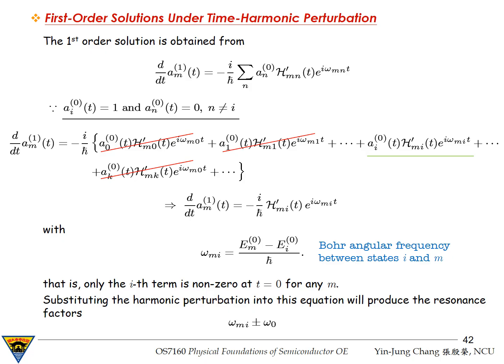The factor e to the i omega sub mi t will soon combine with the harmonic time dependence of the perturbation itself, producing frequency combinations like omega sub mi plus minus omega naught. Those combinations are exactly what lead to resonant enhancement when the driving frequency omega naught matches the energy spacing between states.